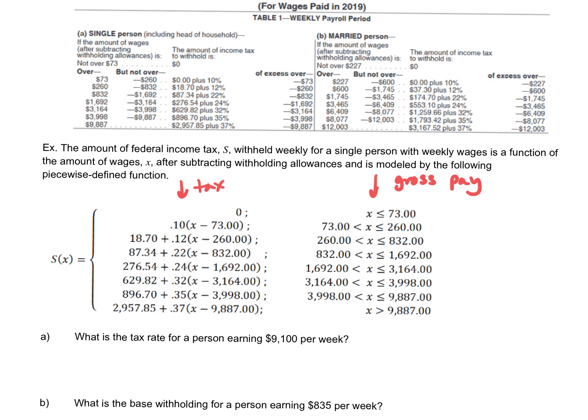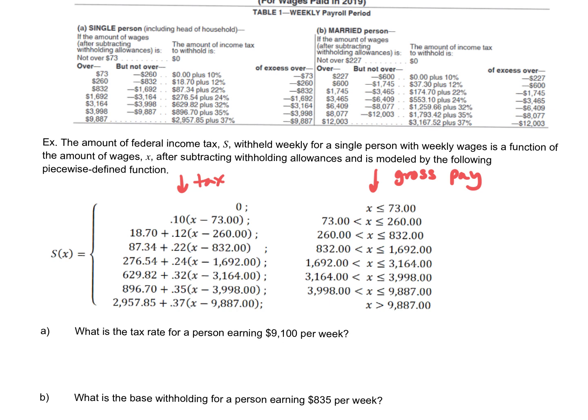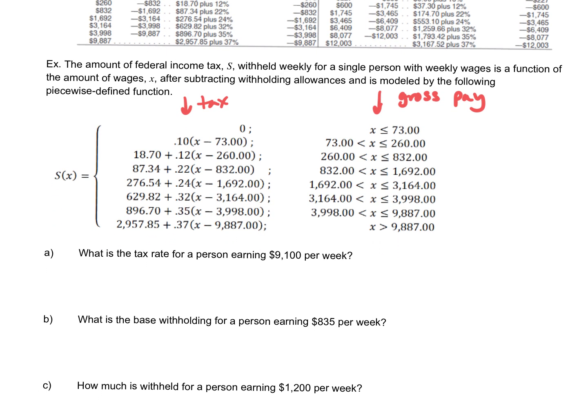So if I want to find some taxes, I certainly can. So this first says, what is the tax rate for a person earning $9,100 a week? Do you notice it says tax rate and not the total tax? The total tax we could just plug in, right? So $9,100 means my X is 9,100. So 9,100 is this element right here. 9,100 is between 3,998 and 9,887.